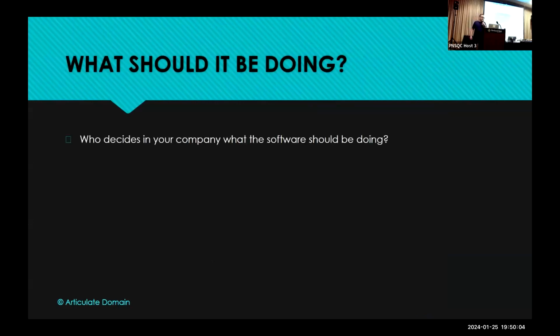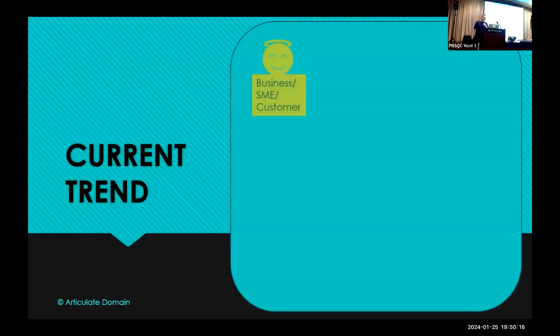What should it be doing? Who decides in your company what the software should be doing? Is it the PO, the PM, the CEO, the CTO, the developers? Who's doing that? Well, this is the current trend.